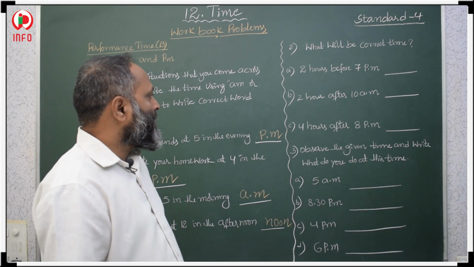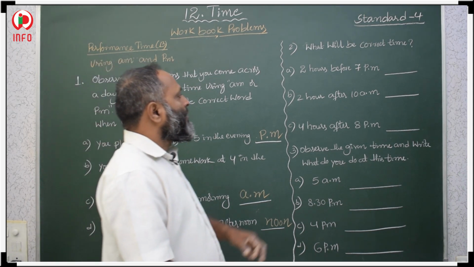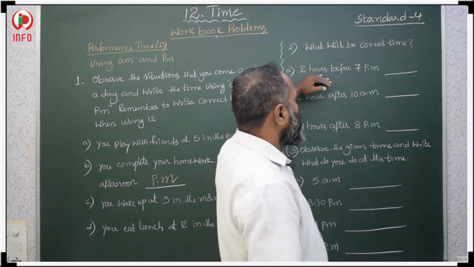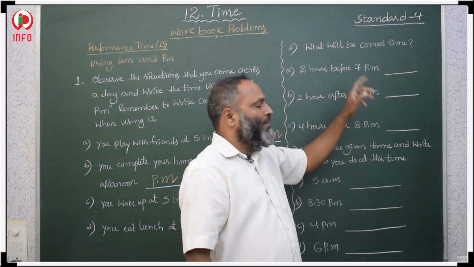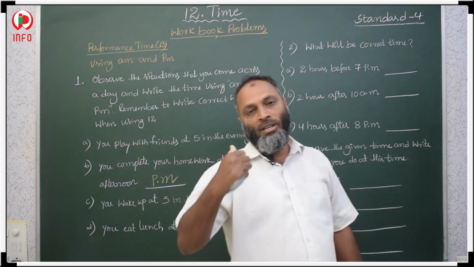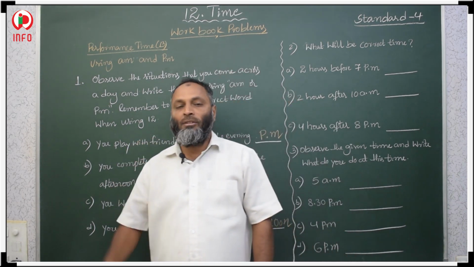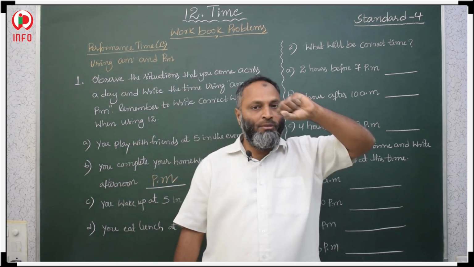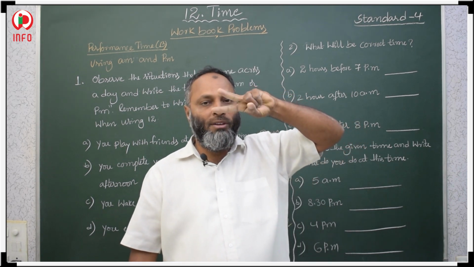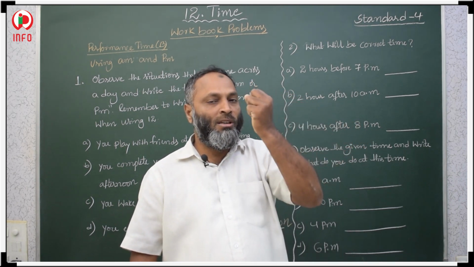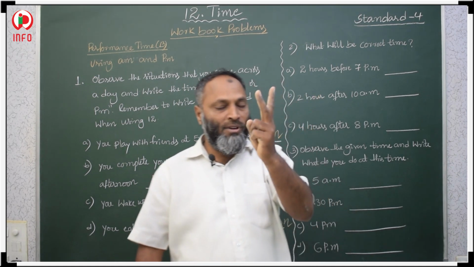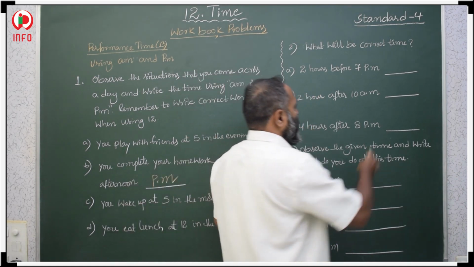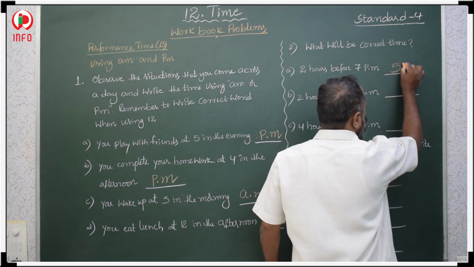Now the second question: what will be the correct time? Correct time he is asking. So, 2 hours before 7 PM. Before means we should take 2 hours back, backward counting. 7, before 7 is 6, before 6 is 5. 2 hours before means we should count 2 hours back. So that is 6 and 5, okay, 5 PM. The right answer is 5 PM.